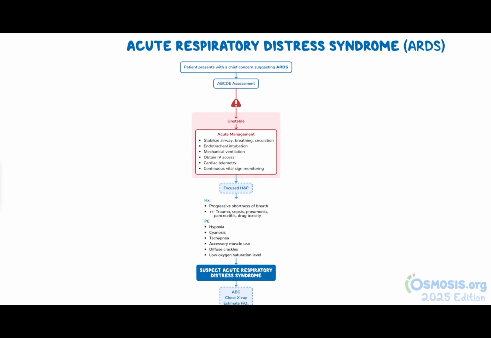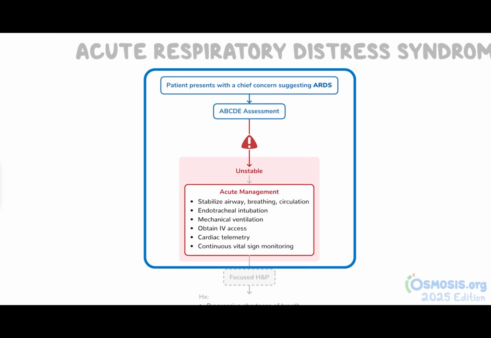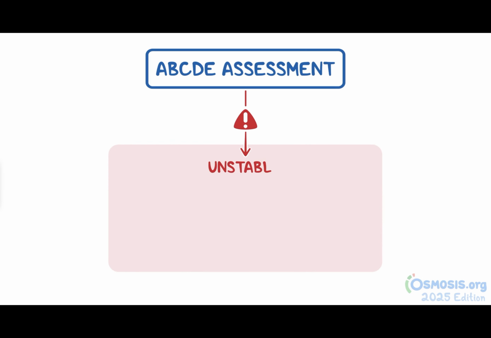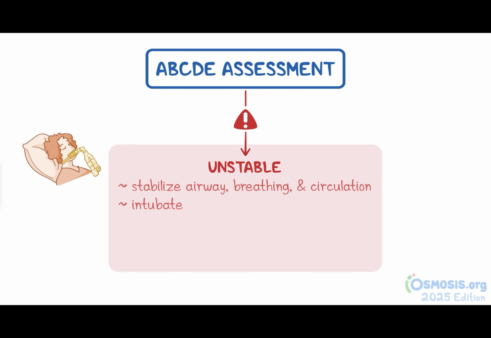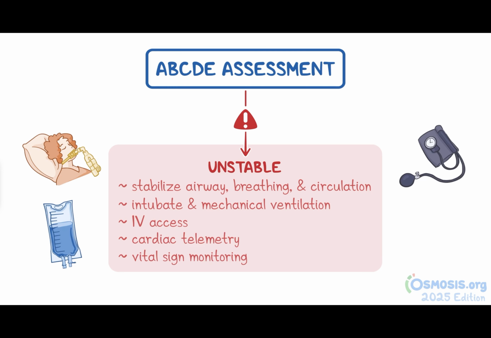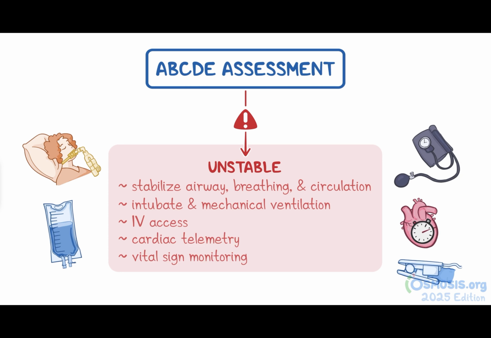Now, if you suspect ARDS, you should first perform an ABCDE assessment. Patients with ARDS are usually unstable, so begin acute management immediately. Stabilize the airway, breathing, and circulation, which means you will likely need to intubate the patient and place them on mechanical ventilation. Next, obtain IV access, put your patient on cardiac telemetry, and begin continuous vital sign monitoring, including blood pressure, heart rate, and pulse oximetry.